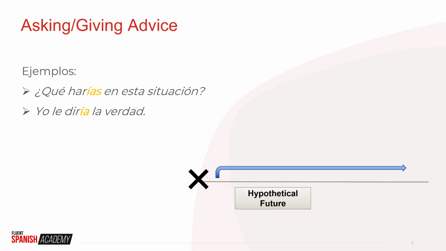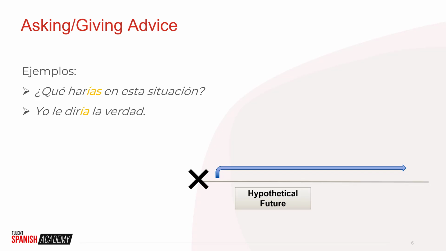Thirdly, asking for advice or giving advice. For this, we can also use the conditional. Let's say you're having a problem with your partner or a good friend, so you ask someone's advice. ¿Qué harías en esta situación? What would you do in this situation? The response could be something like, Yo le diría la verdad. I would tell him the truth. In both the question and the response, the conditional is used.